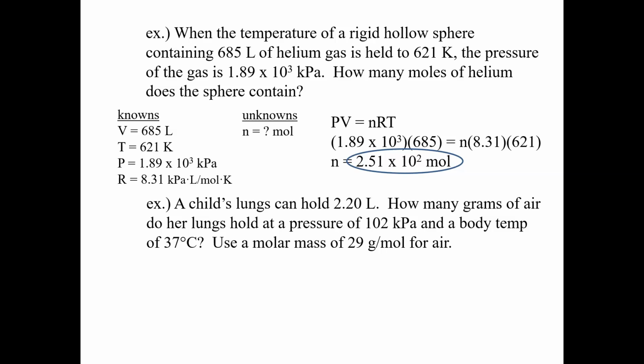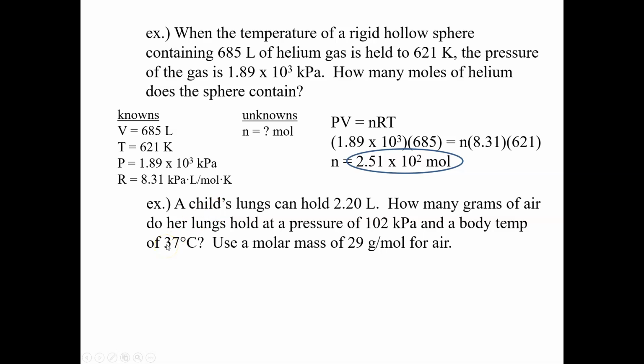All right. This time, we're going to do something just a little bit different, okay? This one says a child's lungs can hold 2.2 liters. So already we're thinking in our head, liters, oh, that's a volume. How many grams of air do her lungs hold at a pressure of 102 kilopascals? Well, that's a pressure. And a body temperature of 37 degrees Celsius. Well, there's our temperature. So we have a volume, we have a pressure, we have a temperature.